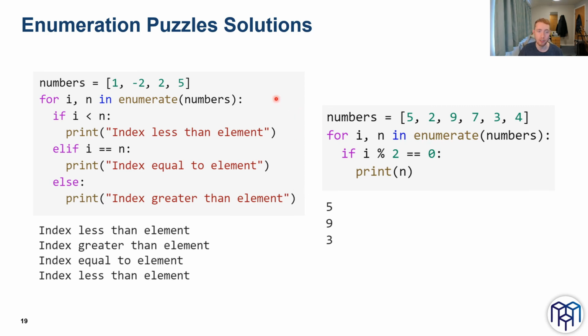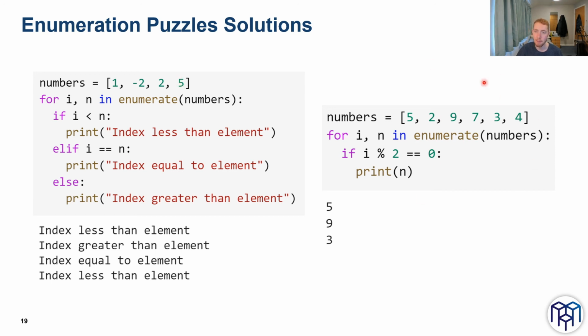So the first one is to loop through a list and print out whether each element's value is greater than, less than, or equal to the corresponding index. So quite a simple exercise. We loop through, common notation is i and n, in the enumerated list. So i is going to be the index, 0, 1, 2, 3, and then n is going to be the actual values, 1, -2, 2, and 5, respectively. And then we simply ask, is i less than n, is it equal to n, or otherwise, i must be bigger than n, and then print out the corresponding statement.